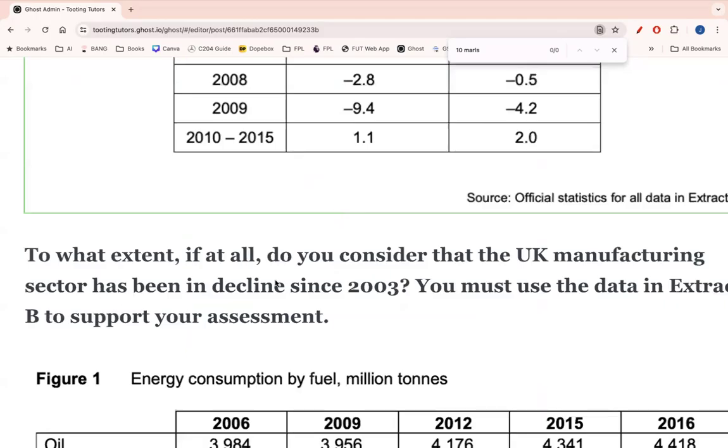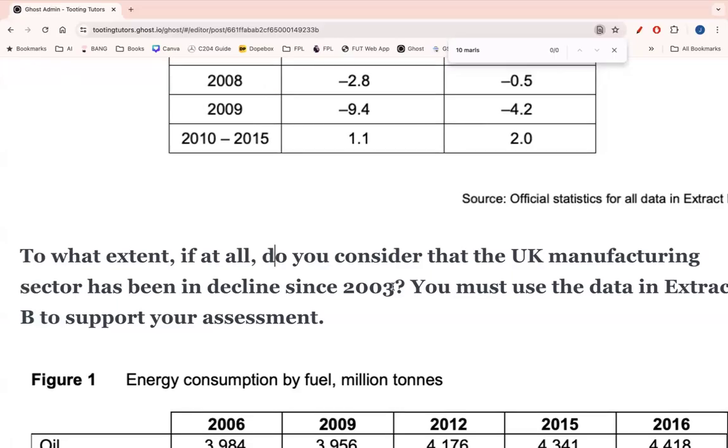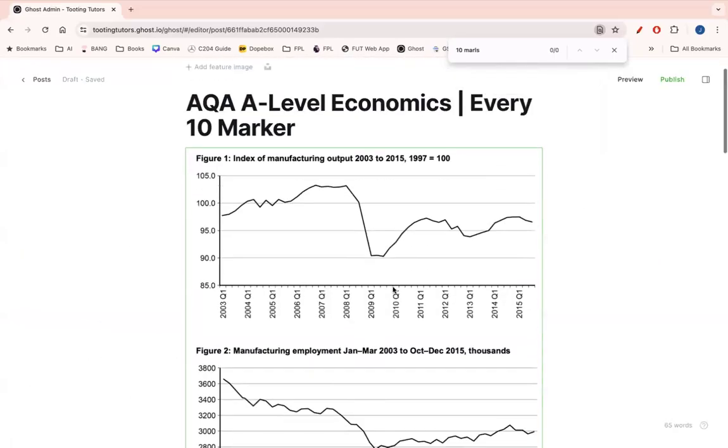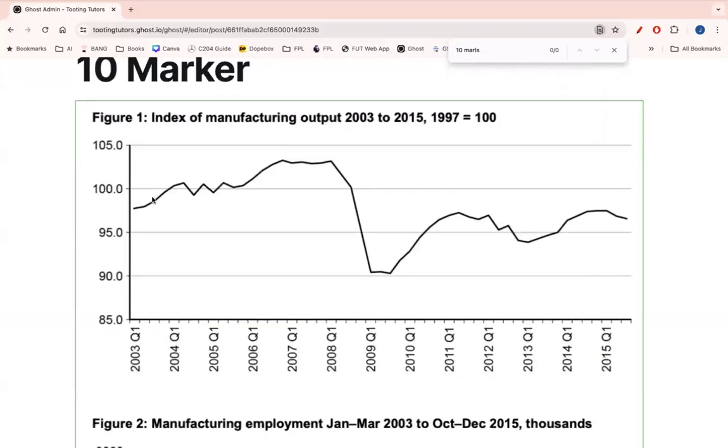this question says, using the extracts above, to what extent, if at all, do you think that the UK manufacturing sector has been in decline since 2003? You must use extract B. So these are all from extract B. The question is about, has the manufacturing sector declined? The first thing I would do is I would just read all my extracts and just in my head or just write bullet points. What does it show? This one's nice and simple.